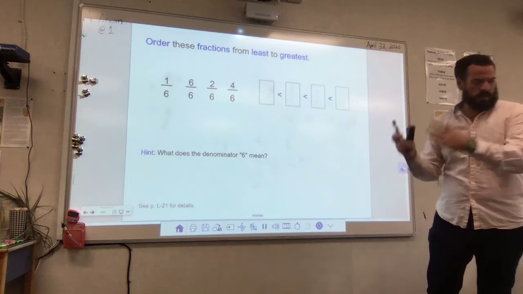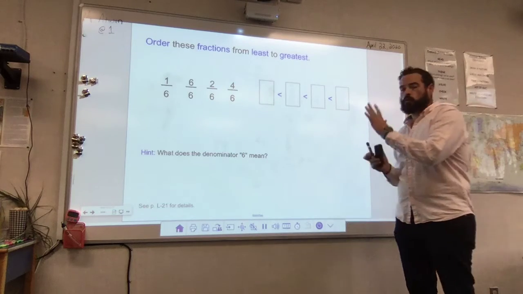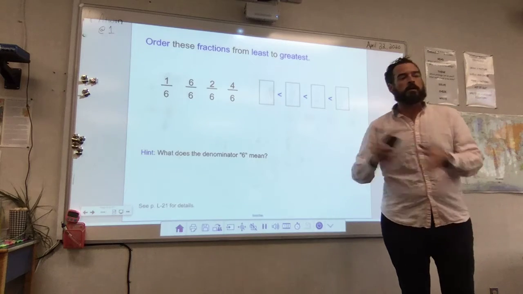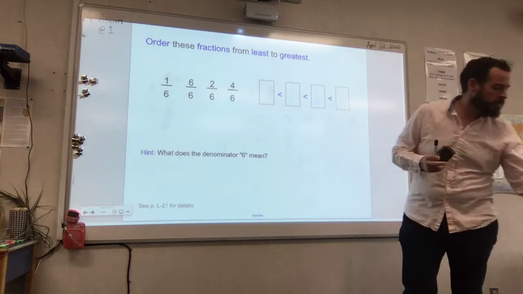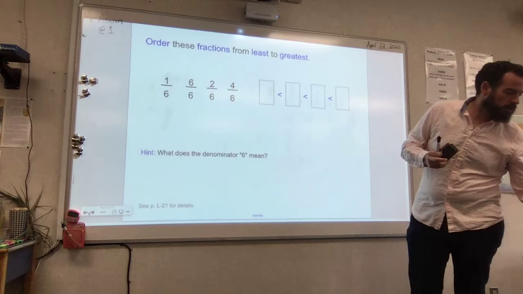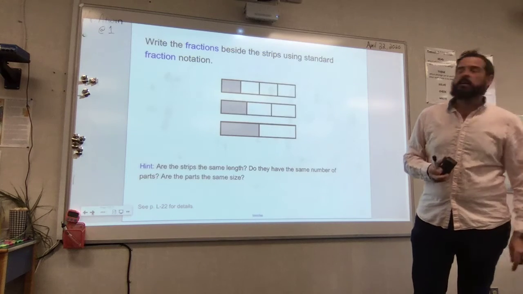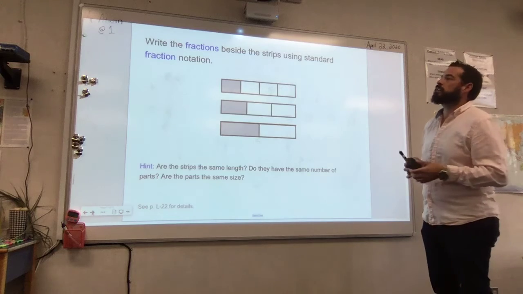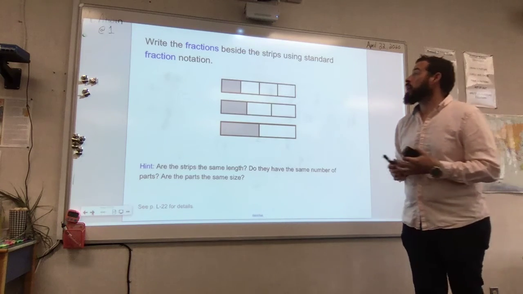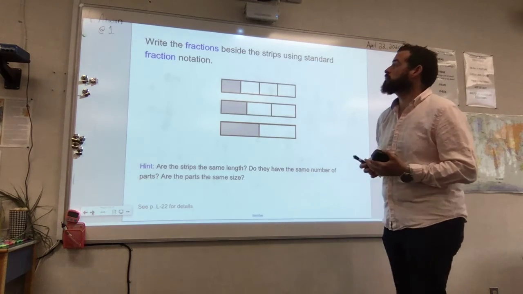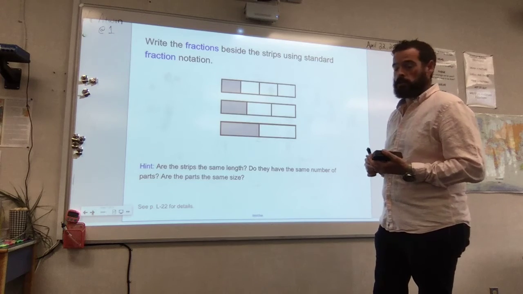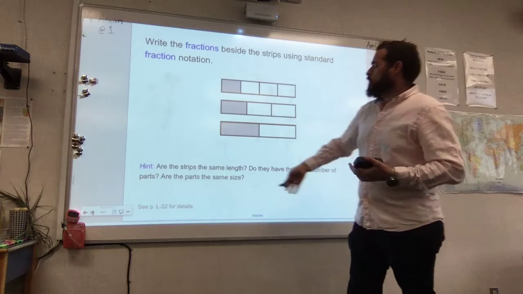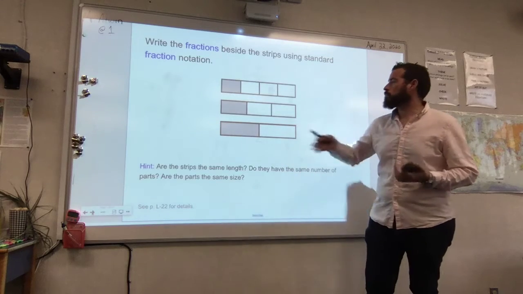So that, I think we've dealt with before, so hopefully everyone's got a pretty good handle on how that goes. And let's take a look at the next thing. And this is where we're starting to get into something a little bit different. So it's asking us to write the fractions beside the strips using the standard fraction notation, which is with a numerator and a denominator. We have a hint down here.